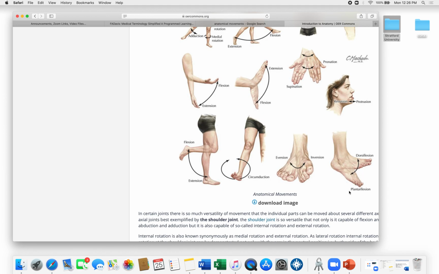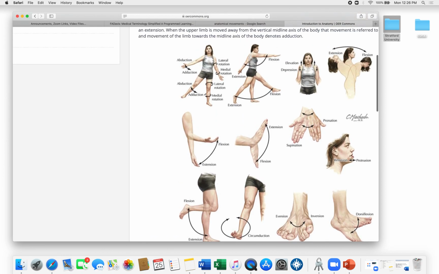And dorsiflexion versus plantar flexion, the way I remember it seems silly, but where do plants go? You plant them into the ground. So when my patient points towards the ground, like if I imagine them standing up, if they were lying down, most likely lying down, and if they have plantar flexion, what happens? Their toes will point towards the ground.